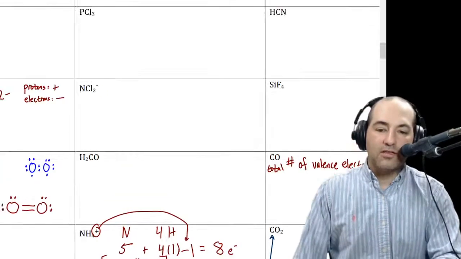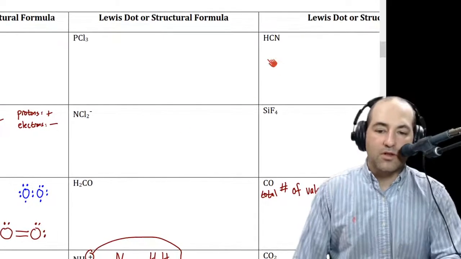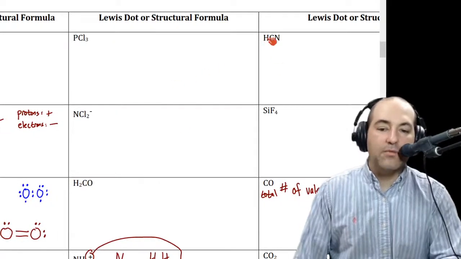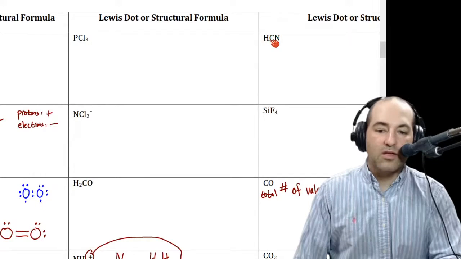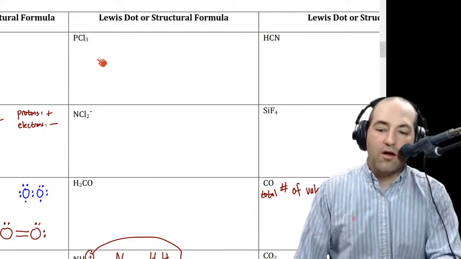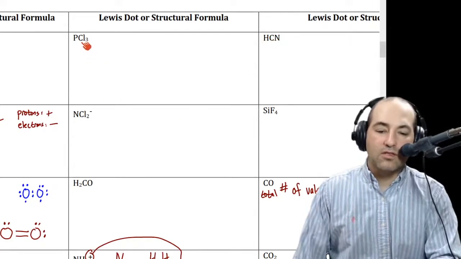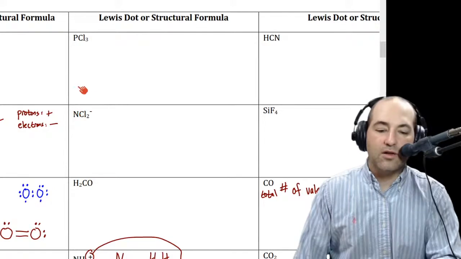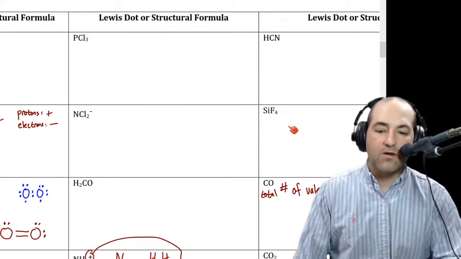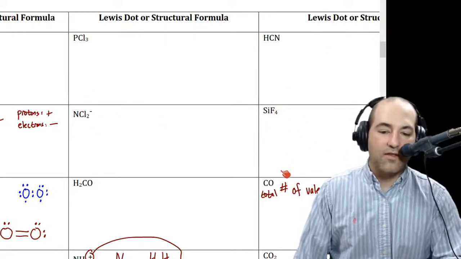But in all the other cases that you see here, so here's another example. Hydrogen would not be in the middle. Carbon would be in the middle, H on one side and N on the other. All these other examples follow that rule. So PCl3, P in the middle, Cl is around the outside. NCl2, N in the middle, Cl is around the outside. SiF4, Si in the middle, F's around the outside.